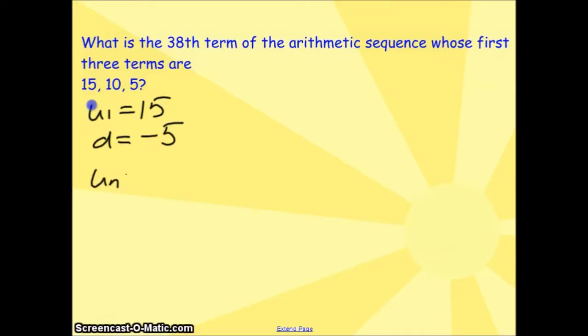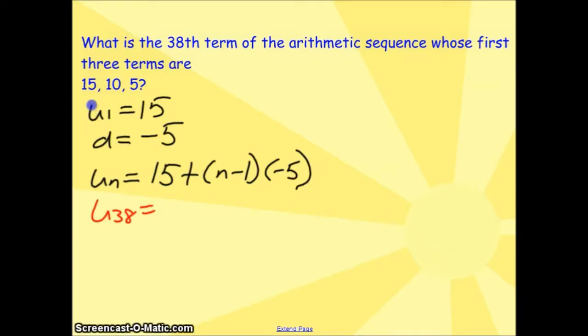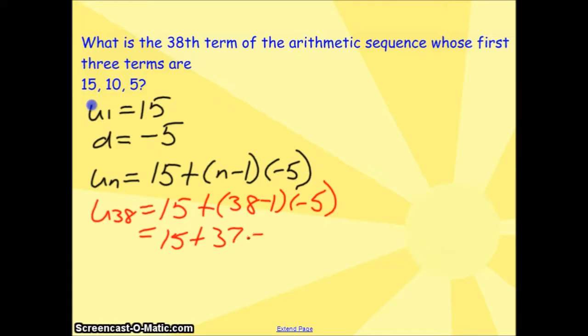So u sub n is equal to the first term plus n minus 1 times the common difference. I'm looking for the 38th term, I'm looking for u sub 38, so I'm going to plug 38 in for n. So I've got 37 times -5. I'm going to get a calculator as quickly as I can. I had to walk all the way across the room for a calculator. So 37 times -5 is -185. -185 and +15 is -170.